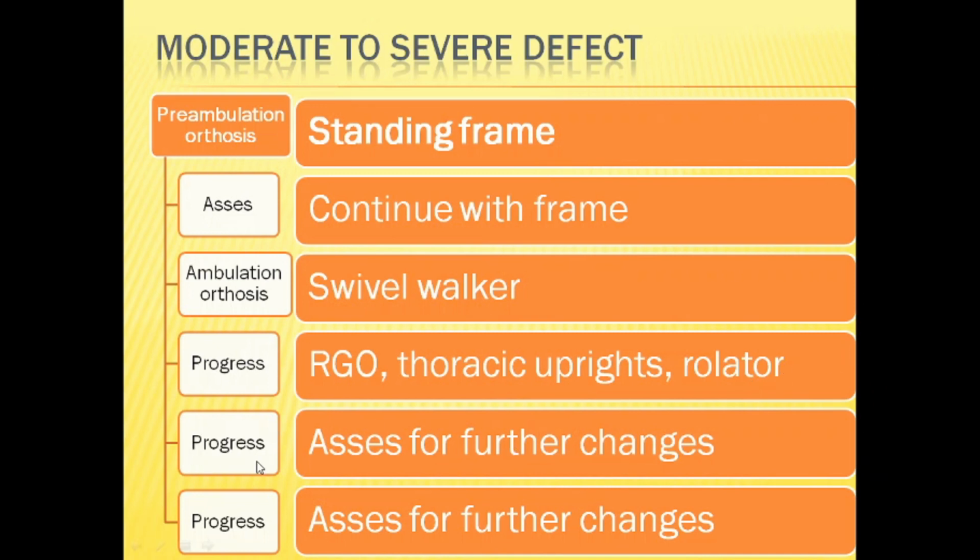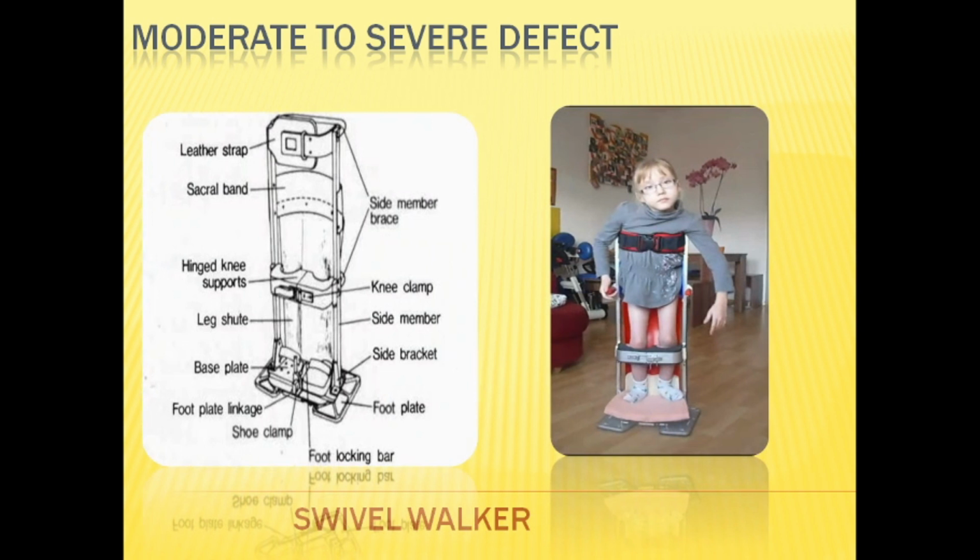Now you need to assess the child and change the orthosis according to the child's need. But generally for this defect, the child ends up at RGO with rollators. So this is a swivel walker, child in this swivel walker. Initially you can use the swivel walker for standing purposes. Next you can use it for standing balance activities, and lastly for initiating walking such as pivoting and forward gait training.